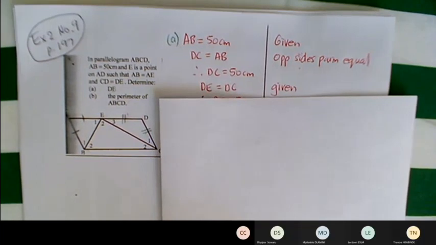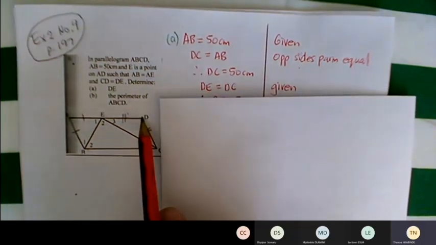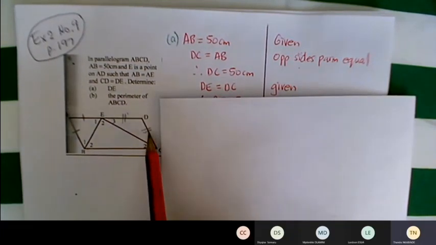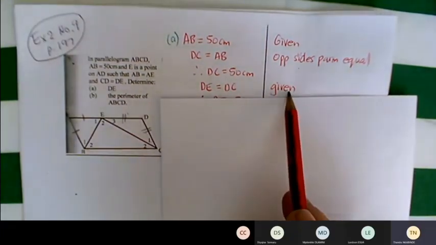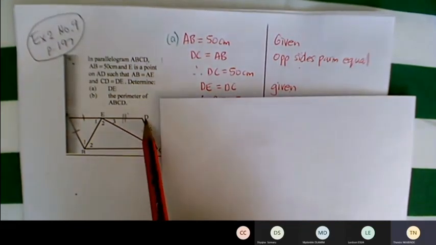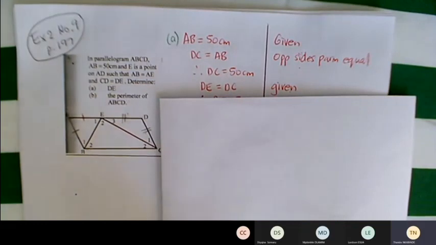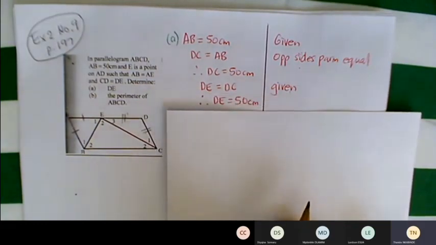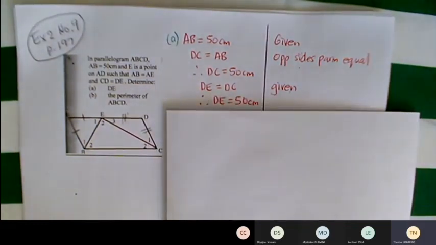If you come down here, we said that DE is equal to DC, and that was given. Therefore, DE is 50.